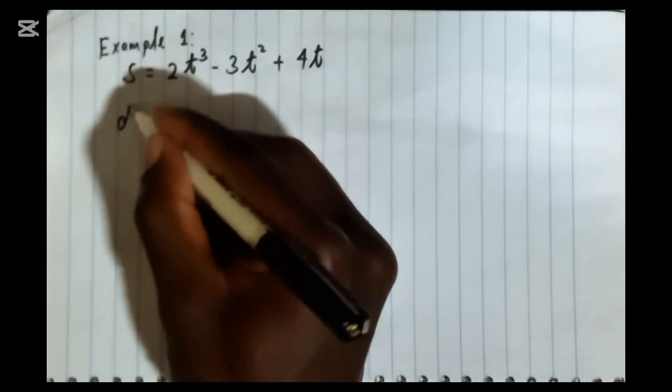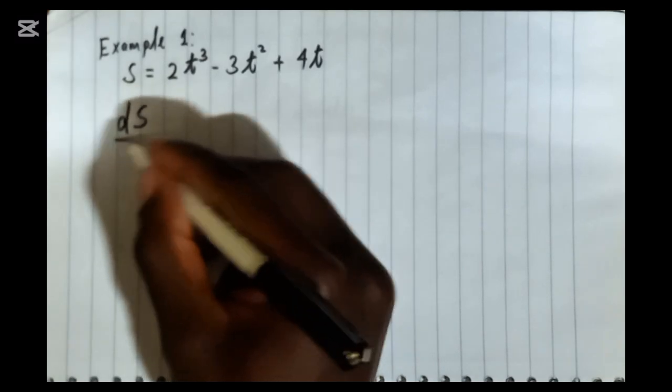So one thing I'll say is that when you're handling derivatives of polynomials, what you want to do exactly is focus on finding the derivative of each term. We're going to treat each term on its own. Then at the end of the day, write the whole derivative of the function as an expression. So the derivative of function s with respect to t, ds/dt.